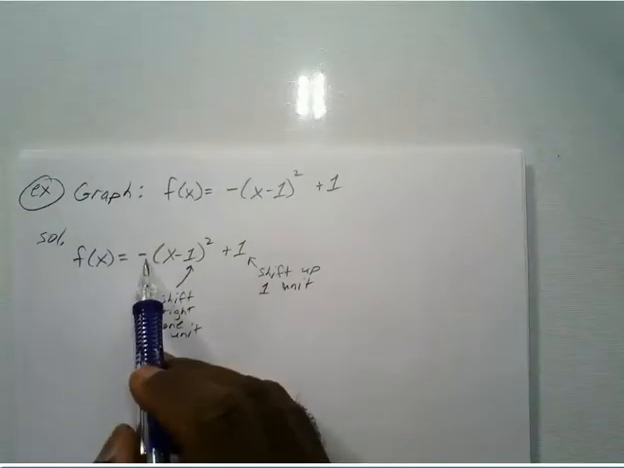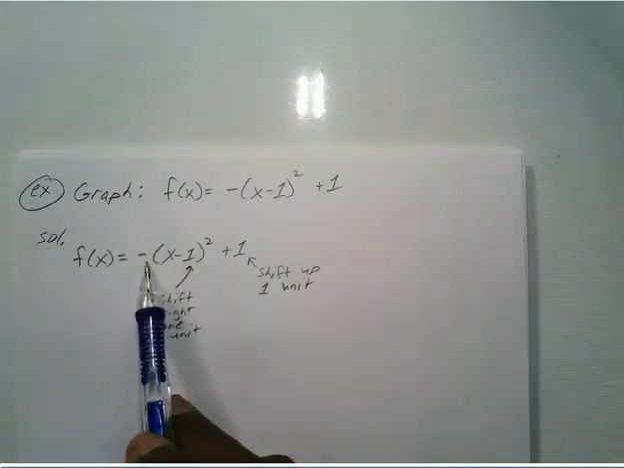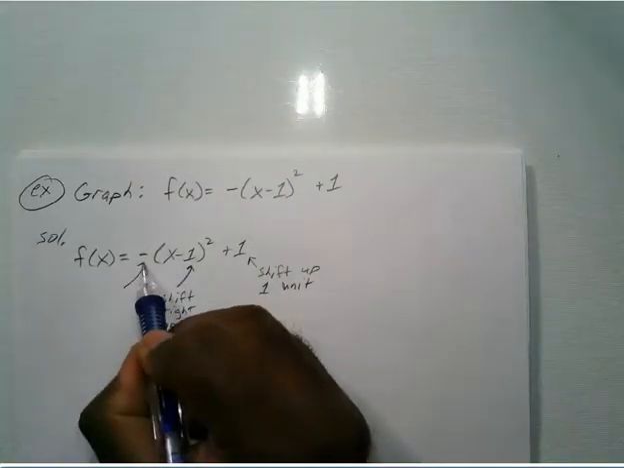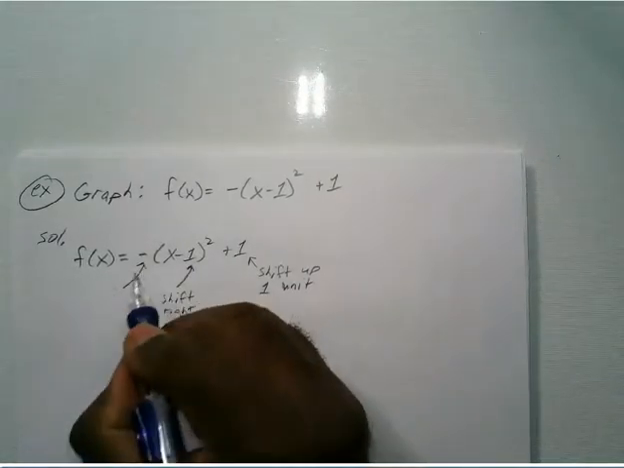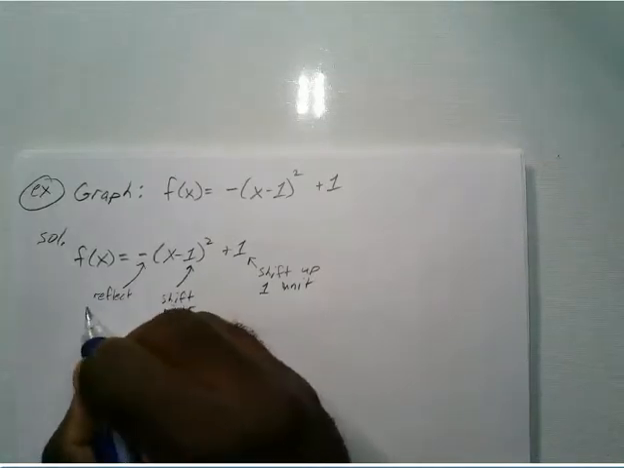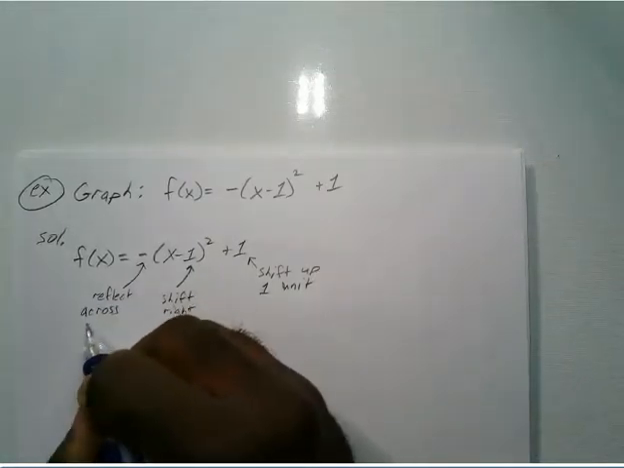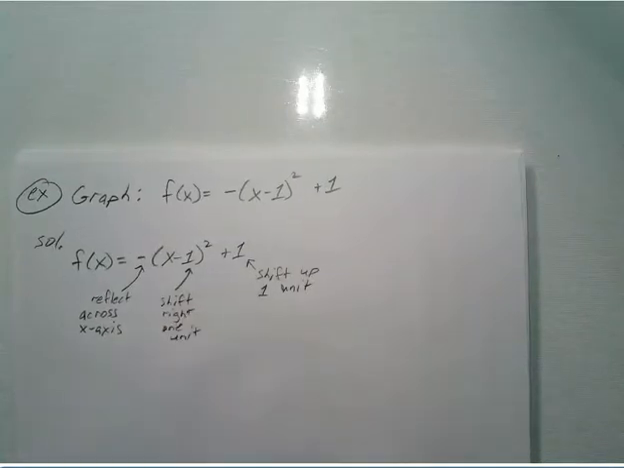Okay. And this here, remember, our parent function is multiplied by a negative number. So this actually means it will reflect across the x-axis. Okay. So this one, we have 3 different movements of the graph.